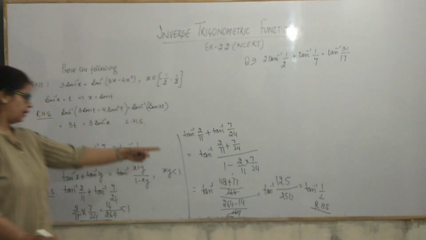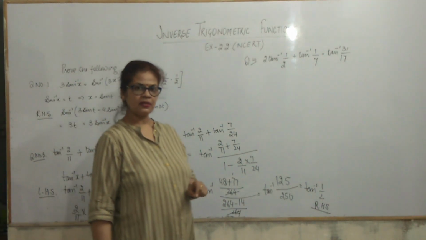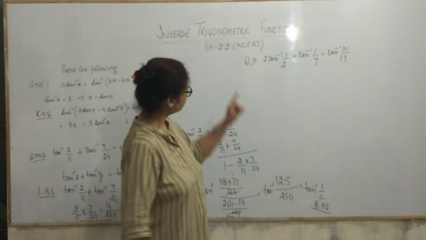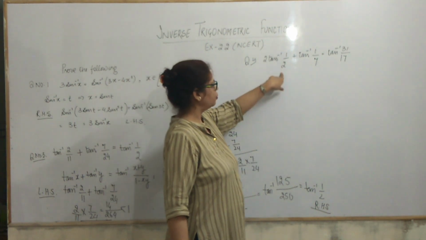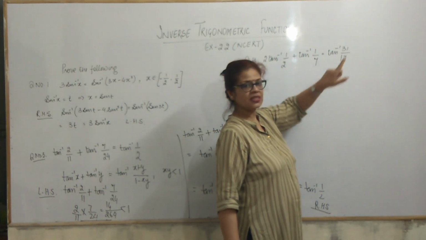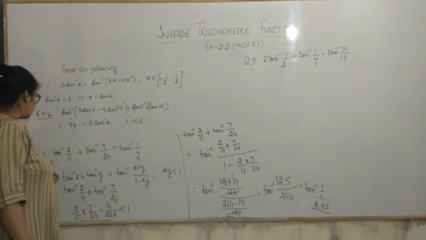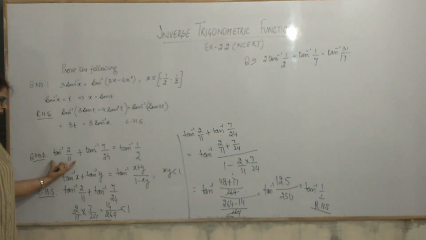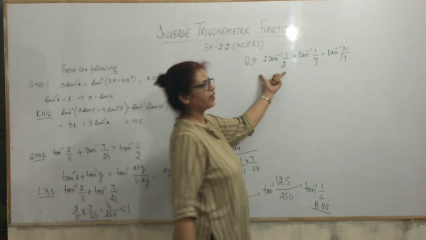So here is your answer, and very important is to check the condition. Question number 4 is in front of you: 2 tan inverse 1 by 2 plus tan inverse 1 by 7 is equal to tan inverse 31 upon 17. What is the difference between question number 3 and question number 4? Question number 3 has only tan inverse plus only tan inverse. Here you are given twice of tan inverse.